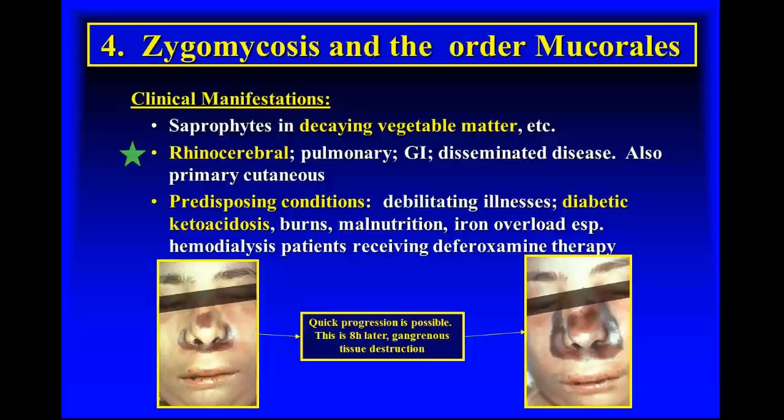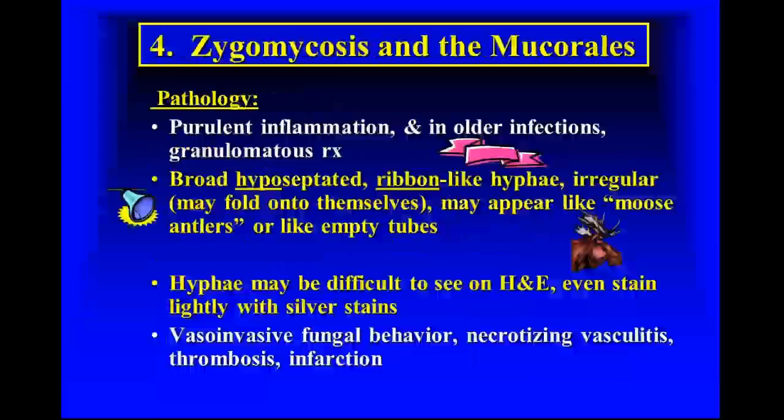This is from my book. This is starting to produce gangrene around the nose, and eight hours later, in that book, it tells me how it has gangrenized the tissue and gone into the nose and down into the palate and possibly through the cribriform plate into the brain. Pathologically, we look for these broad, pauciseptate hyphae, very few cross walls, that are ribbon-like, very irregular.